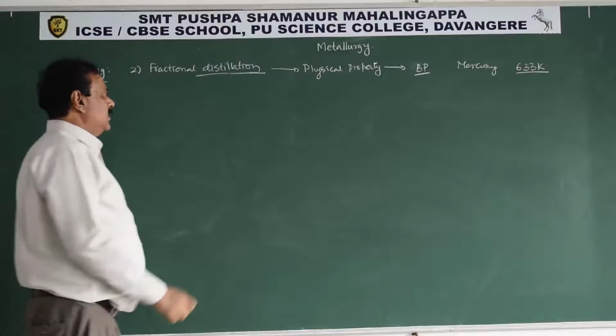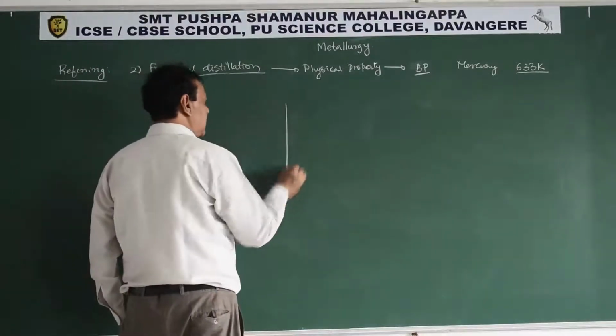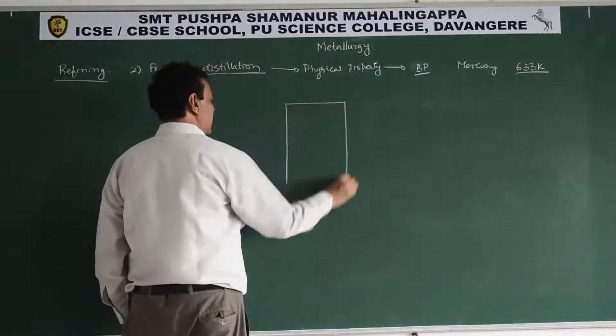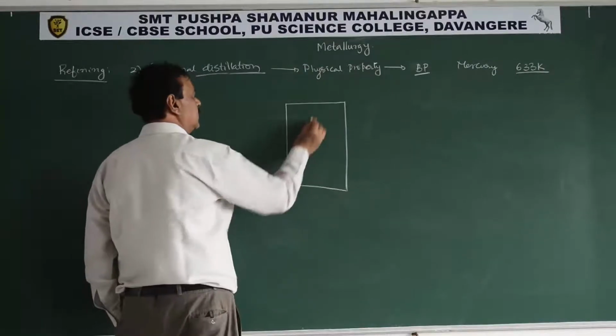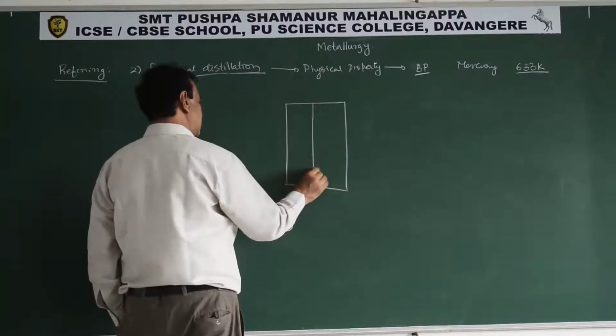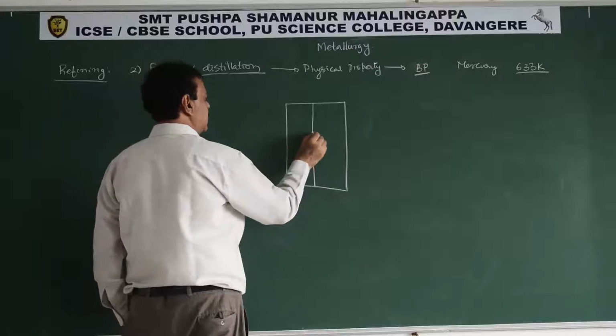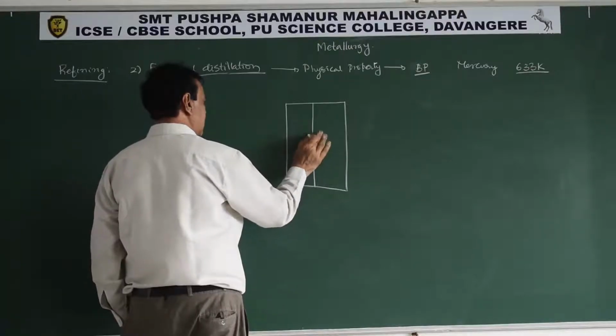Just imagine it consists of one fractionating column. This is called the fractionating column, and these two sections are separated by means of one partition. This is the partition.